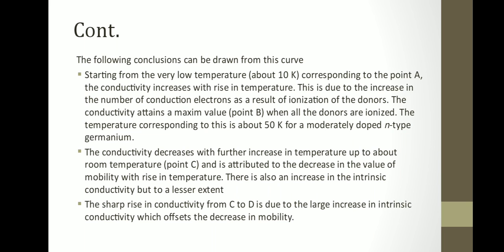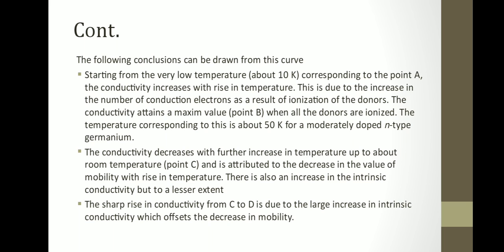One. Starting from a very low temperature of about 10 Kelvin, corresponding to point A, the conductivity increases with the rise in temperature. This is due to the increase in the number of conduction electrons as a result of ionization of the donors. The conductivity attains a maximum value at point B when all the donors are ionized. The temperature corresponding to this is about 50 K for a moderately doped n-type germanium.